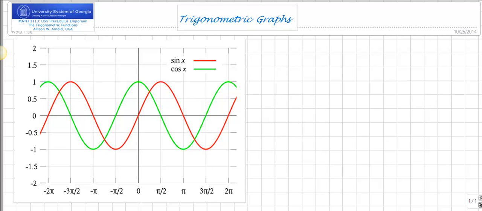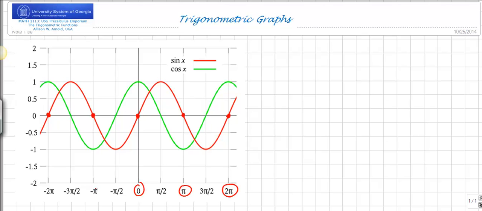Okay, you see in the graph to your left, the red graph is the graph of sine of x, and as we pointed out in an earlier video, sine of x has x-intercepts at 0 and the quadrantal angles that are multiples of pi. So 0 and, as I say, the pi guys. And cosine of x, the green graph, has x-intercepts at the odd multiples of pi over 2.